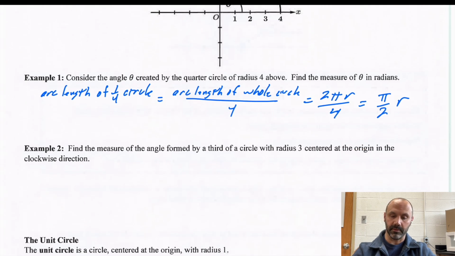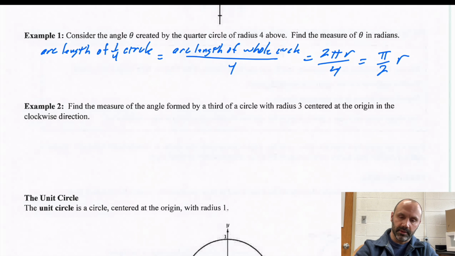It says find the measure of the angle formed by a third of a circle with radius 3 centered at the origin in the clockwise direction. Okay, well, the radius isn't going to make any difference for the measure of the angle. Right? So let's draw this out. Okay, and so going a third of the way around, so here's one ray. Here's the terminal ray, going to be somewhere over here.